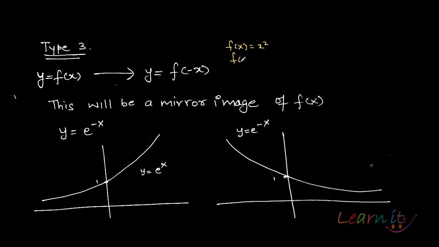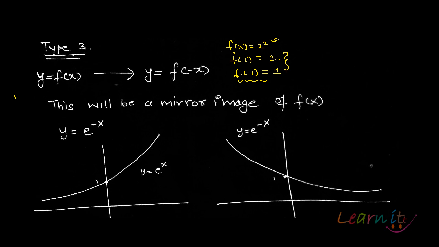In case I put the value 1, I get 1, but in case I put the value minus 1, I still get a 1, right? So this is a kind of a transformation, not for this question, but for some other functions apart from this. This is an even function, okay? Here we are getting the same value.